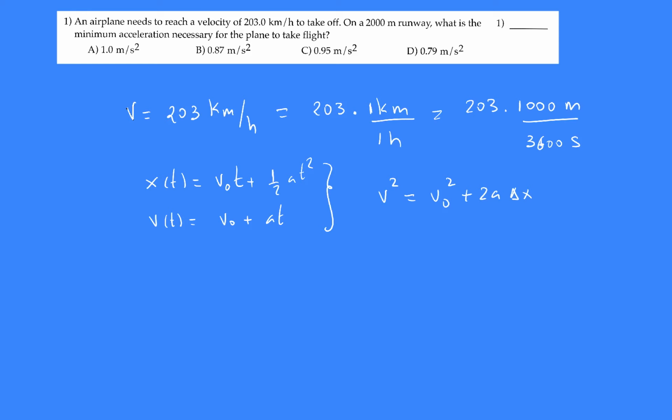Now let's solve this problem. An airplane needs to reach a velocity of 203. So this is the airplane, and now the velocity is 0. It performs a run of 2,000 meters, and when it is here, the airplane is now with velocity 0.